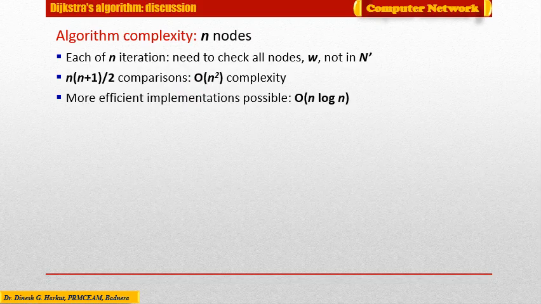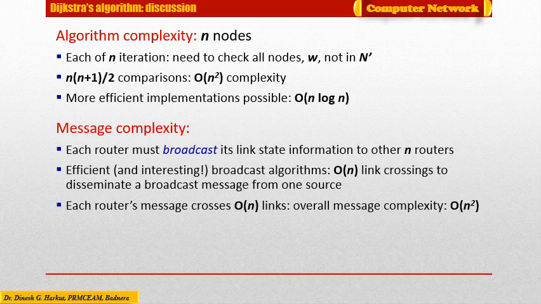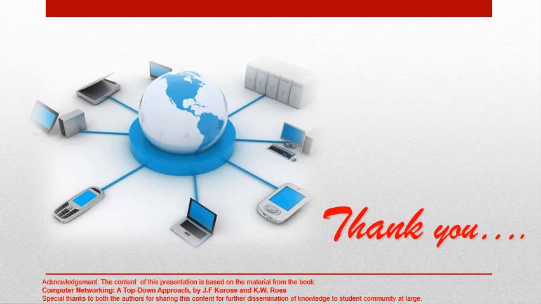As far as message complexity is concerned, each router must broadcast its link state information to all n nodes, that is n routers. With an efficient broadcast algorithm, each router's message crosses big O of n links, and the overall message complexity comes out to be big O of n squared. This is all about Dijkstra's link state algorithm.